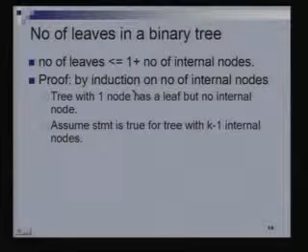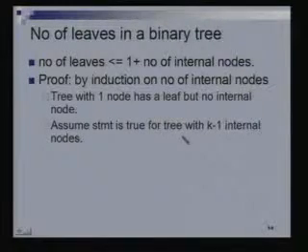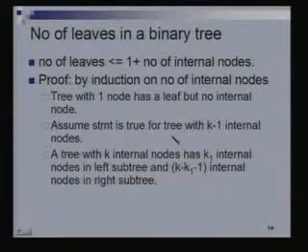So we will assume that the statement is true for all trees with less than or equal to k minus 1 internal nodes. So this should actually read as: the statement is true for trees with at most k minus 1 internal nodes, not just k minus 1, but anything even less, this statement is true. So we will now prove it for a tree with k internal nodes.